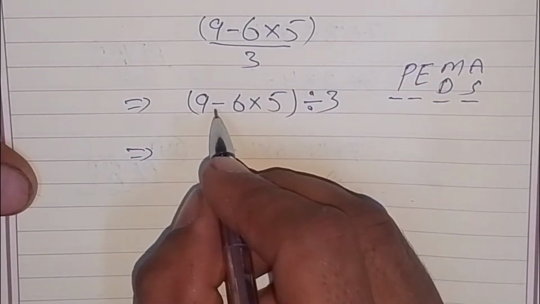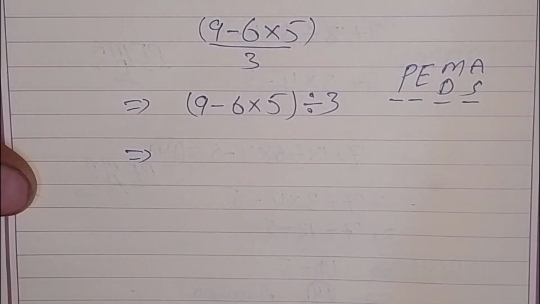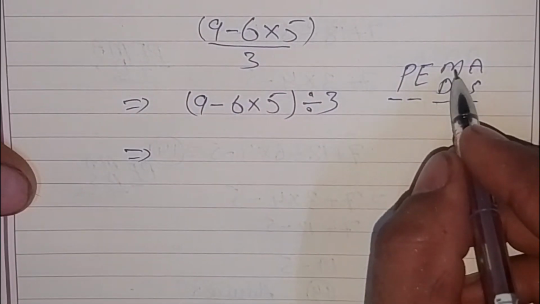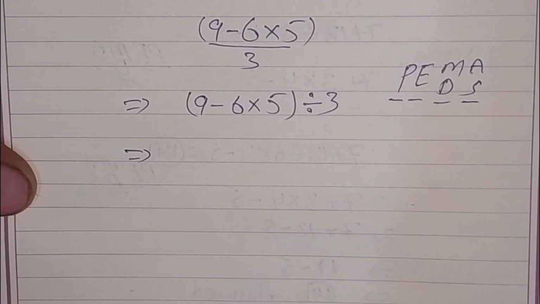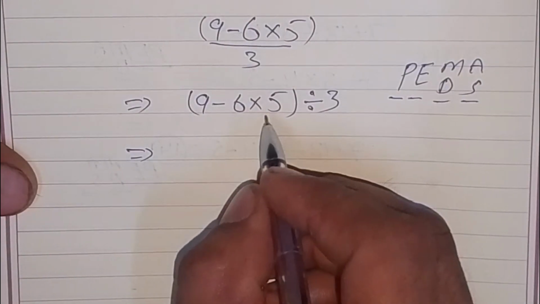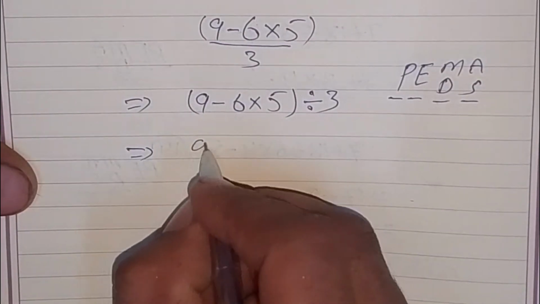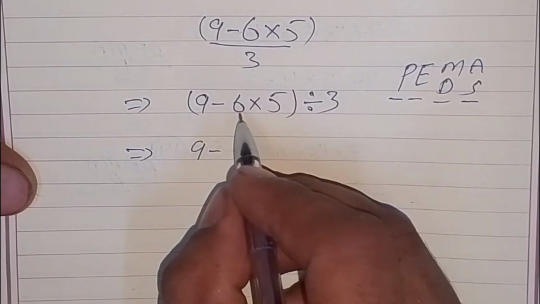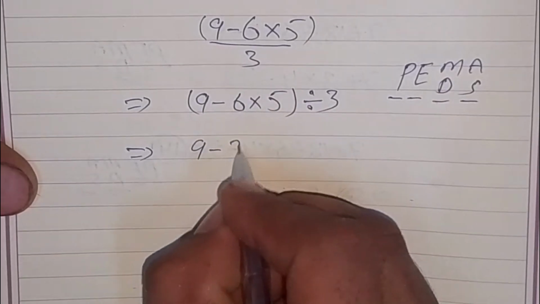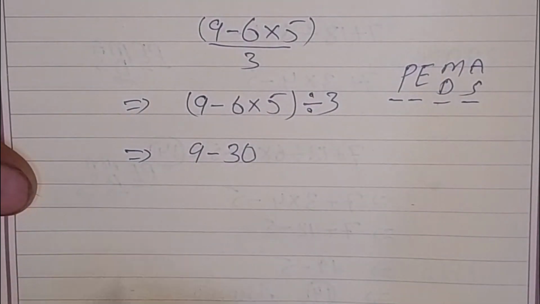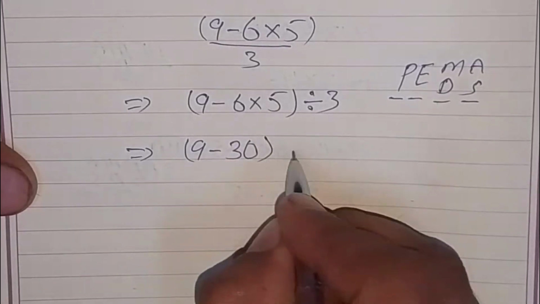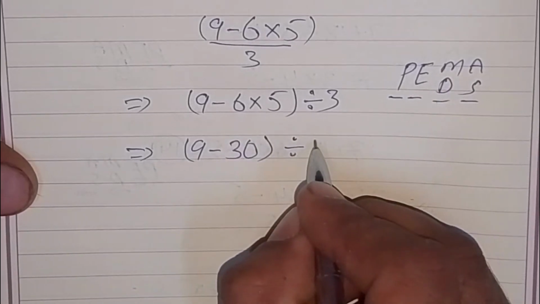Now we have one subtraction and one multiplication. So multiplication comes before subtraction. So first of all we solve multiplication. 6 times 5 is 30, gives us 9 minus 30, divided by 3.